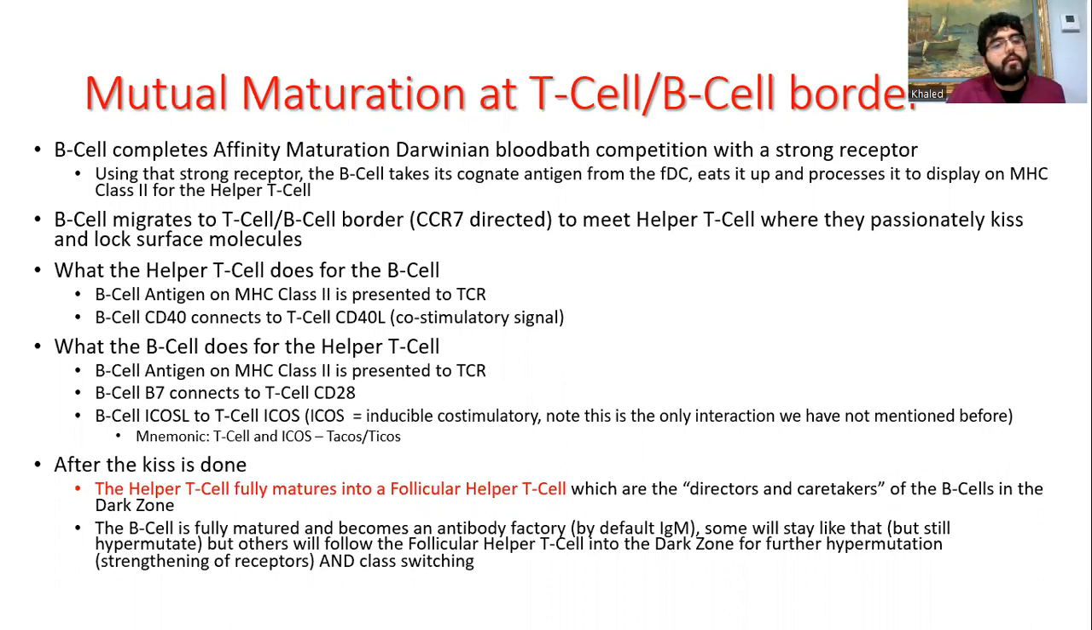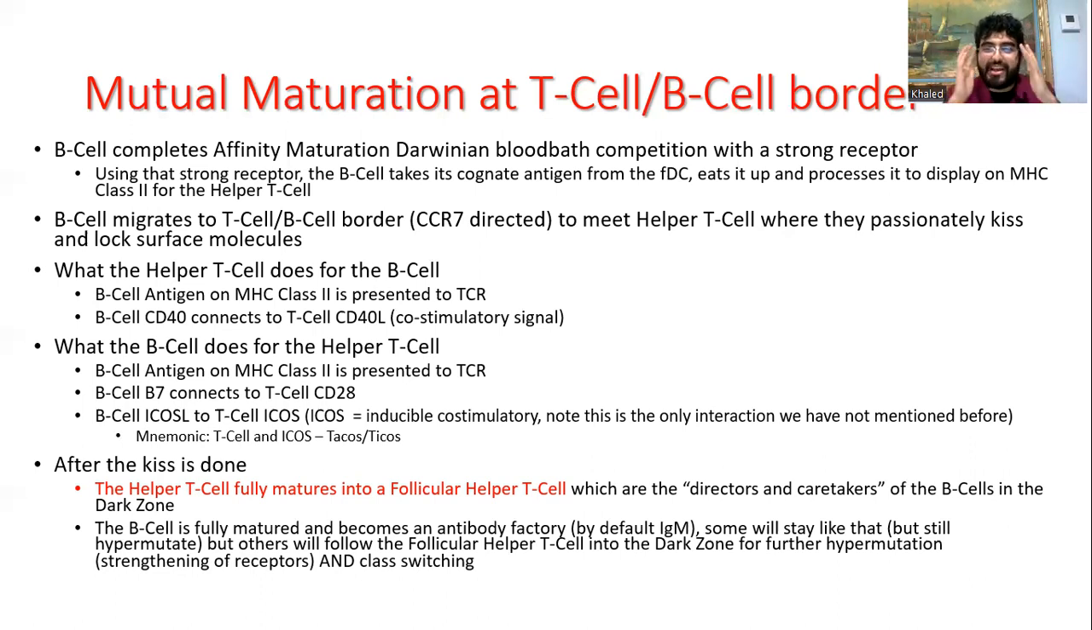How does this happen? The B cell is going to complete its affinity maturation in this Darwinian bloodbath. So not only will it pick up the antigen, it'll pick up the antigen strongly. And it will pick up the antigen so strongly, the B cell will become very impassioned, like, I can hold this antigen so strongly to the point I'm going to take it up and project it on myself like a trophy.